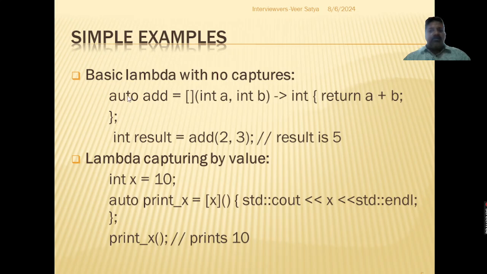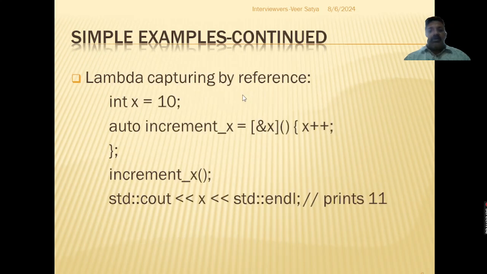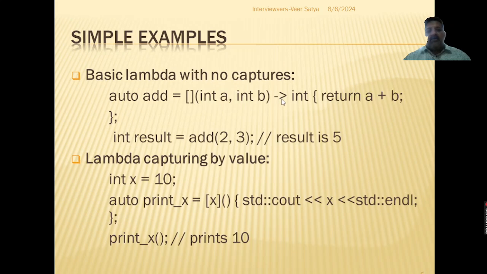These are simple examples of lambda functions. Here in the square brackets you're not giving anything, so there are no captures. Here we have int a, int b, and the return is a plus b. This is the body of the function, inside the curly brackets. Then you have int result equals add of 2 comma 3, so the result will be 5.